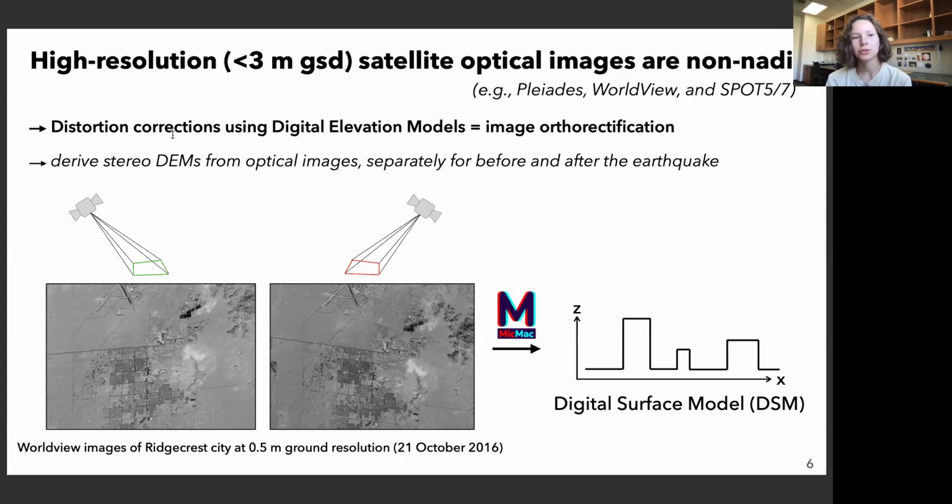So one job we have to do to be able to work with those high resolution data is to correct for those distortions using digital elevation models, which we call, as I said before, image ortho-rectification. Though the globally available DEMs are usually too low resolution and accuracy for the purpose we have, so we derive ourselves stereo DEMs from the optical images we have before and after the earthquake. In most of my work, I am using the MicMac photogrammetry and correlation software, but you can do the same kind of work with also ASP for the photogrammetry or COSI-Corr for the correlation.